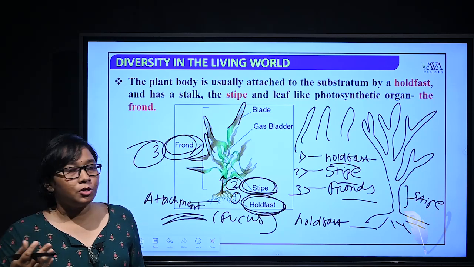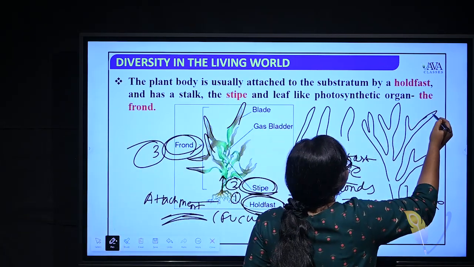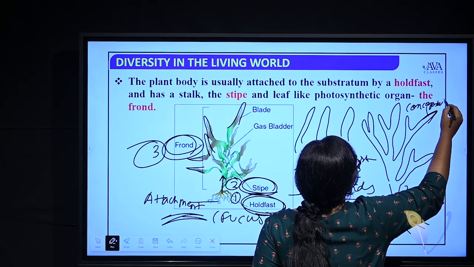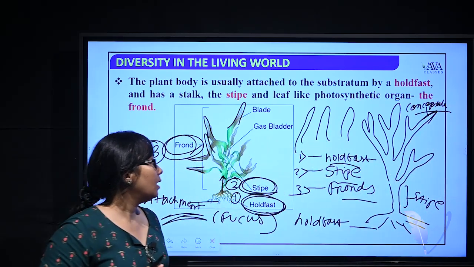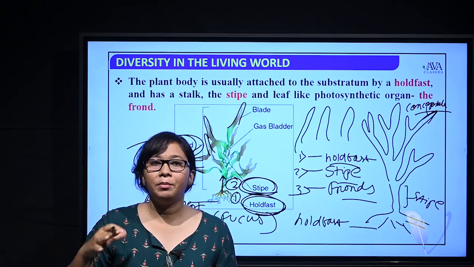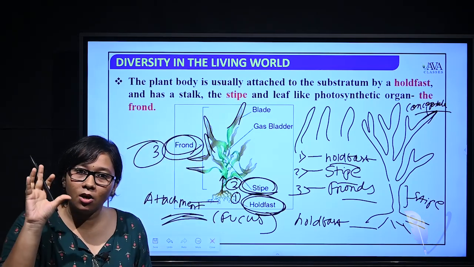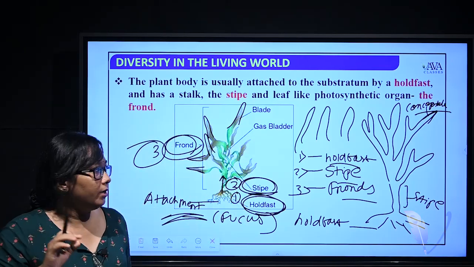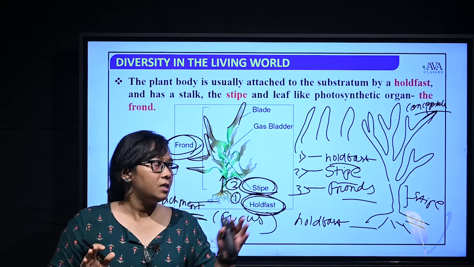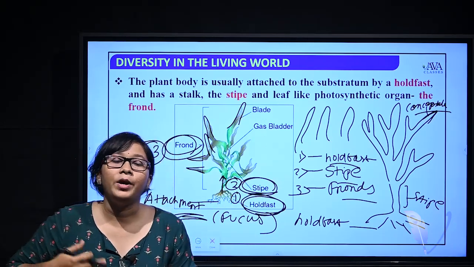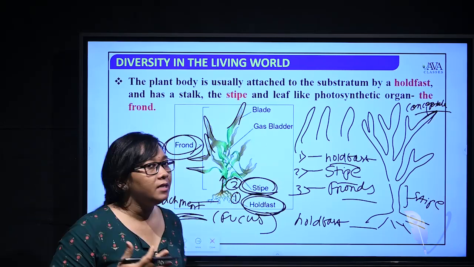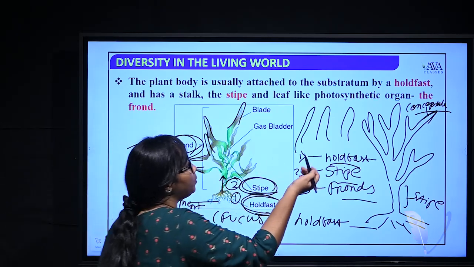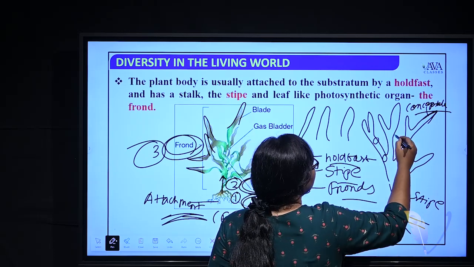And in reproduction, those pointed areas are called conceptacles. When those conceptacles bear the gametes, the sex organs, they are otherwise called the receptacle. The conceptacles are generally one type of cavity or pointed areas present in the frond, but when they bear the sex organs, they are generally called the receptacle. Clear?